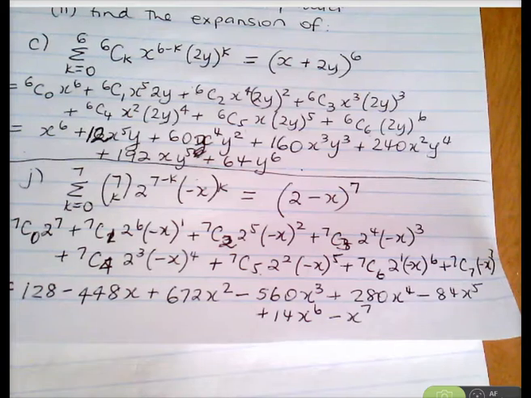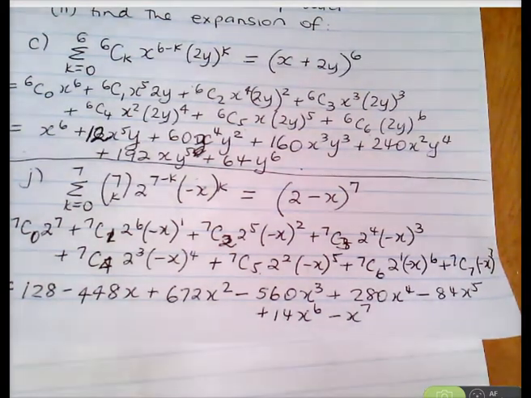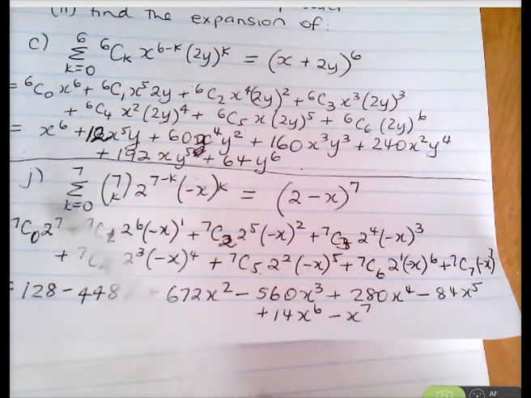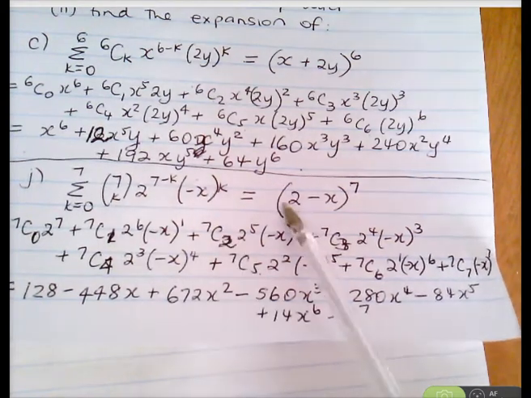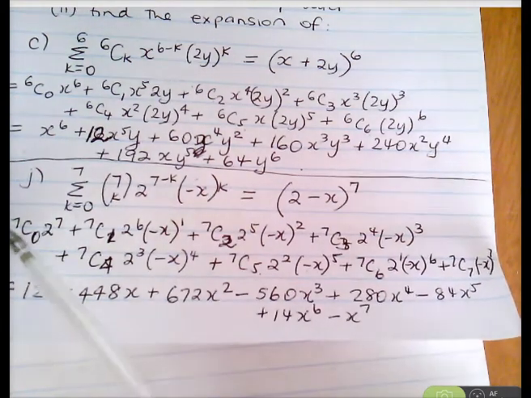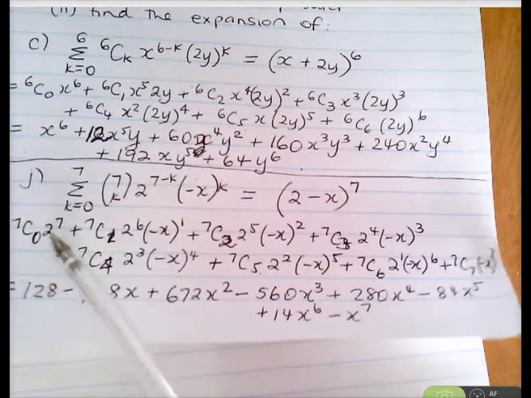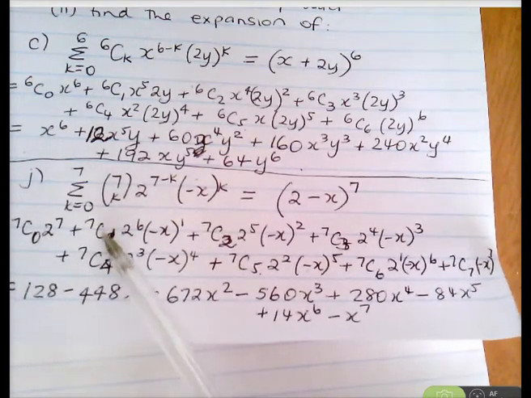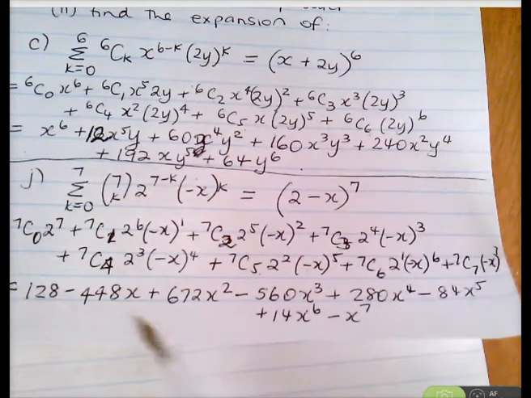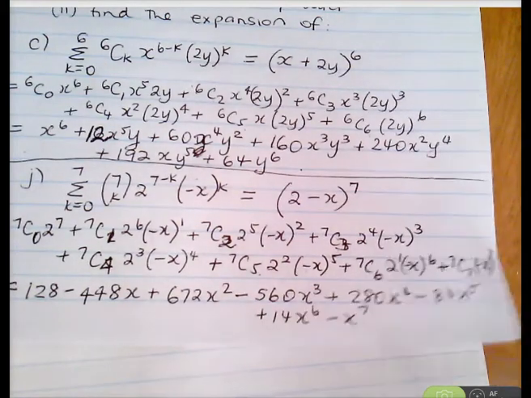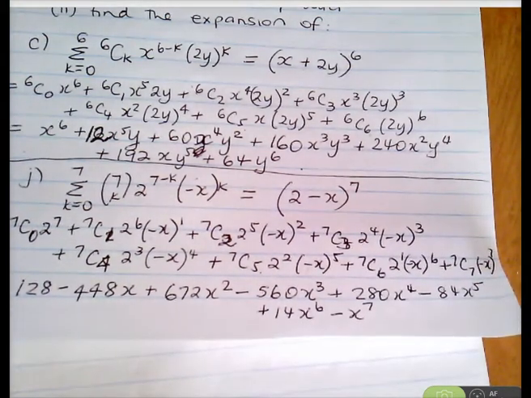I think I had the video on for that particular question. We're just looking at the expansion of 3j. That's your a, and this is your x term, so it's 2 minus x to the power of 7. We've just started with 7 choose 0, 2 to the 7, or 7 choose 1, 2 to the 6, negative x to the 1, all the way down, and then we've just worked these all out. You can just do that, okay?